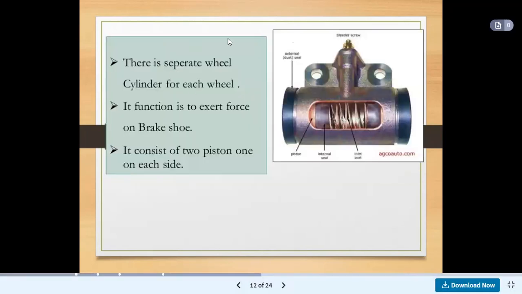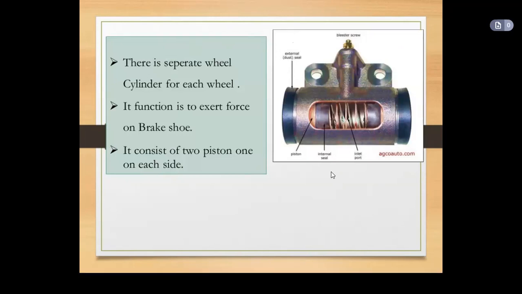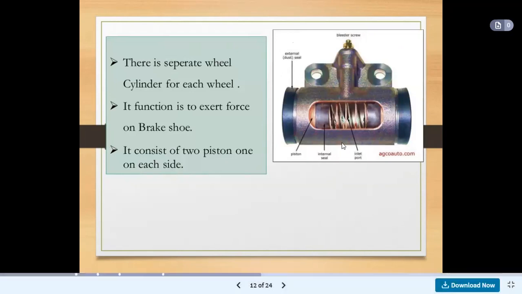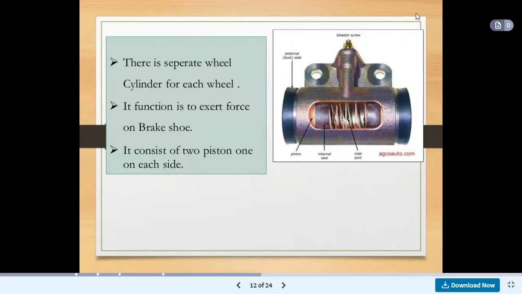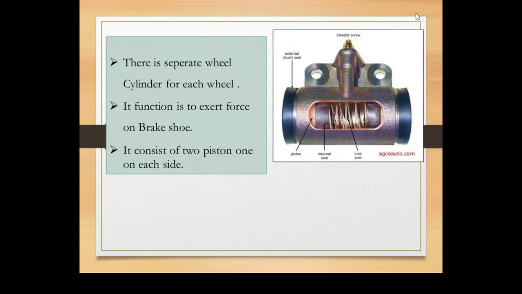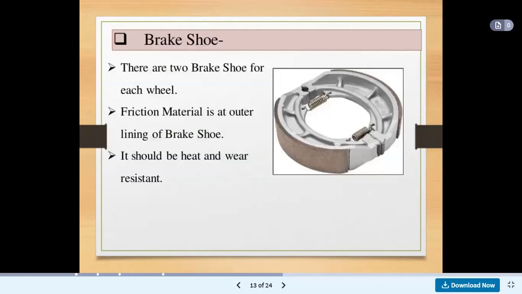If we see the wheel cylinder, this is the diagram of the wheel cylinder. There is a separate wheel cylinder for each wheel. For each wheel, different wheel cylinders are available. Its function is to exert a force on the brake shoe. On the brake shoe it exerts the force. It consists of two pistons, one on each side. So two pistons are available, one piston on one side and another piston on the other side.